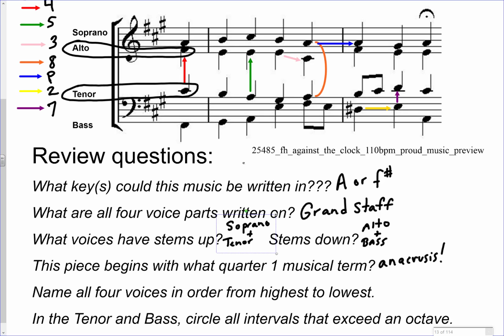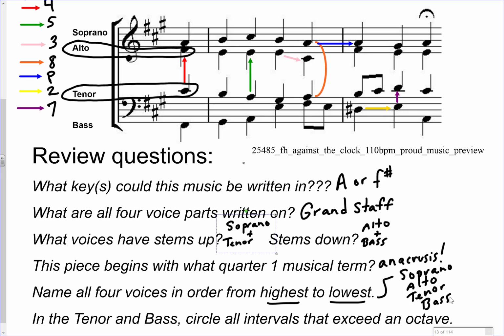Name all 4 voices in order from highest to lowest. Soprano is the highest voice, then the alto, then the tenor, and then the bass. And I'm sure this is very easy and review for chorus students.